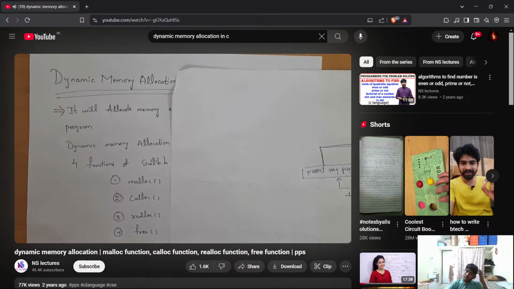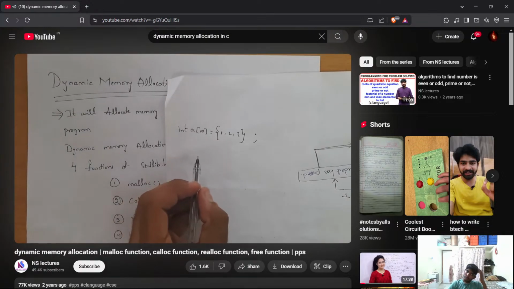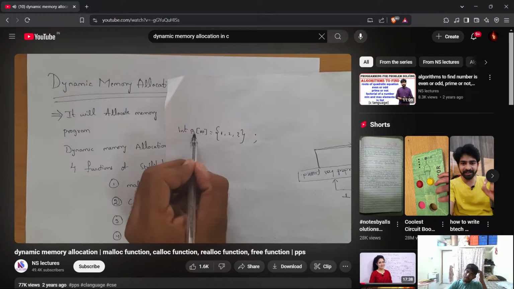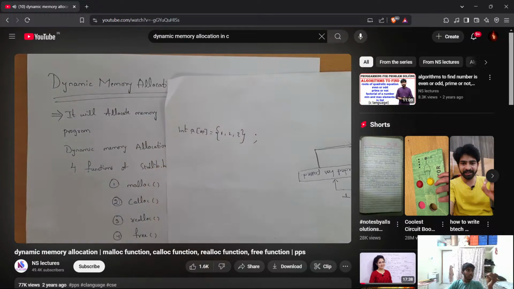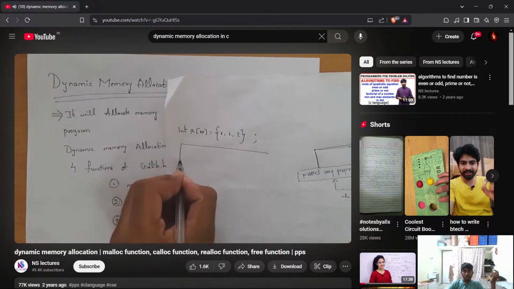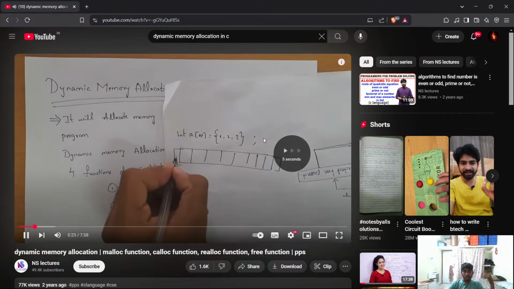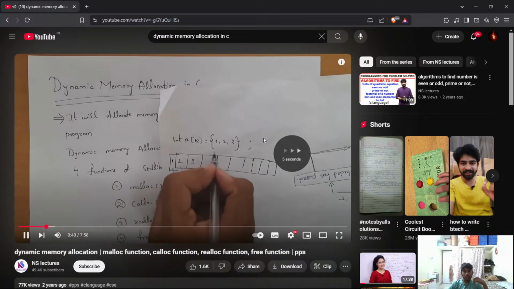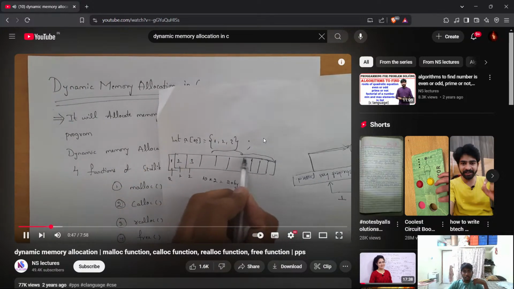In this video, I will explain dynamic memory allocation in C. Normally, we will initialize values like this. If you consider this array example, here I gave size as 10. A of 10 is equal to 1, 2, 3. I gave size as 10, but I gave only 3 values. So whenever I declare like this, it will create 10 memory blocks, so 20 bytes of memory, and all the remaining memory is wasted.